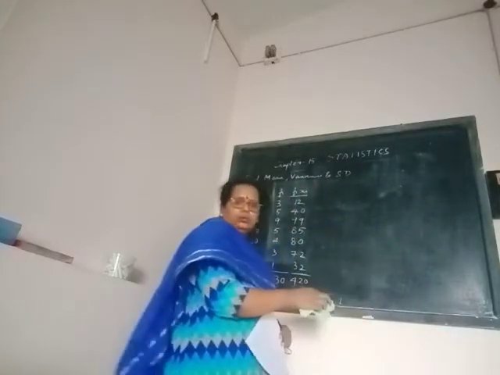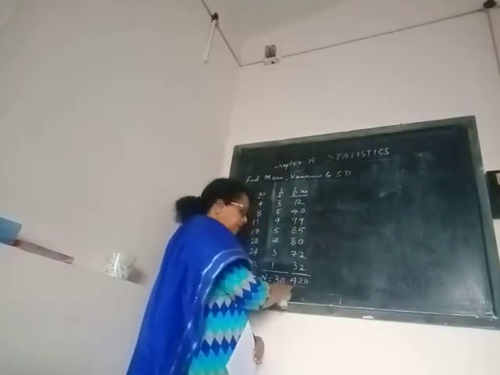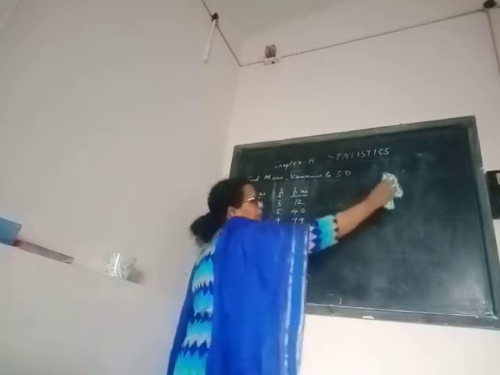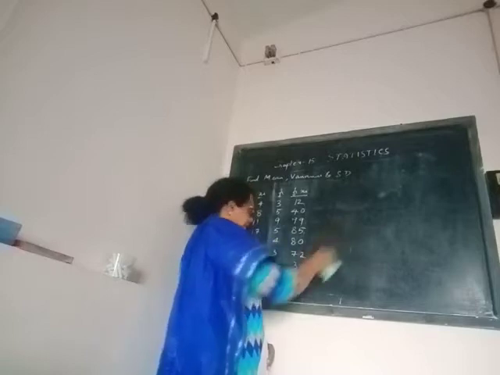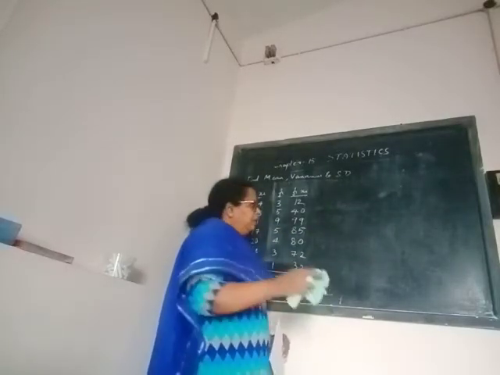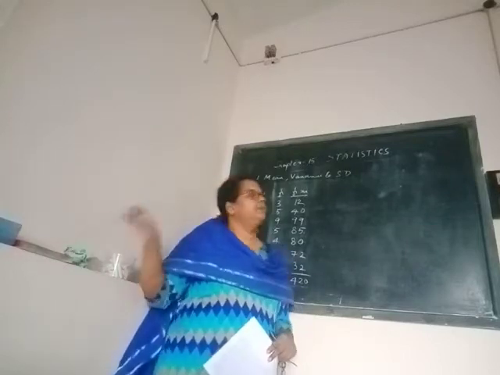When you do the problem in the notebook, do the calculation below the table, not in between the table, because this table we have to write more. As I don't have the space, I am writing there. You write below the table. Mean we got 14. I am just writing the answer mean here to remember it. Mean equal to 14.